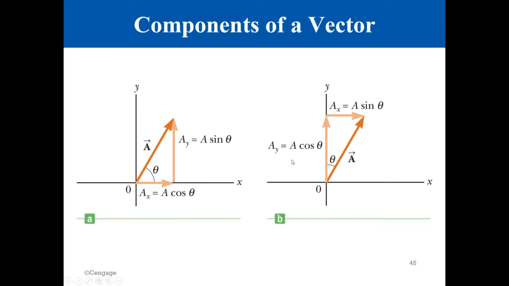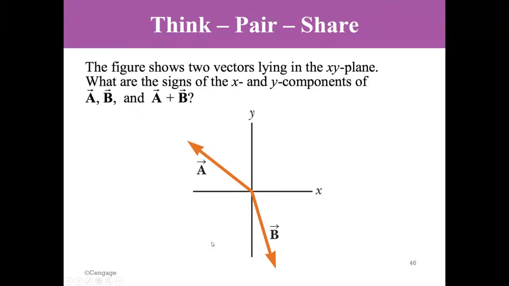This is just to tell us that AX is A cosine theta when theta is taken between the vector and the x-axis. But if you take theta between the y-axis and the vector, then AX is A sine theta and AY is A cosine theta. Okay, so you need to be aware of this. When we say AX is A cosine theta, this is if theta is between the x-axis and the vector. Keep this in mind when you decompose vectors.